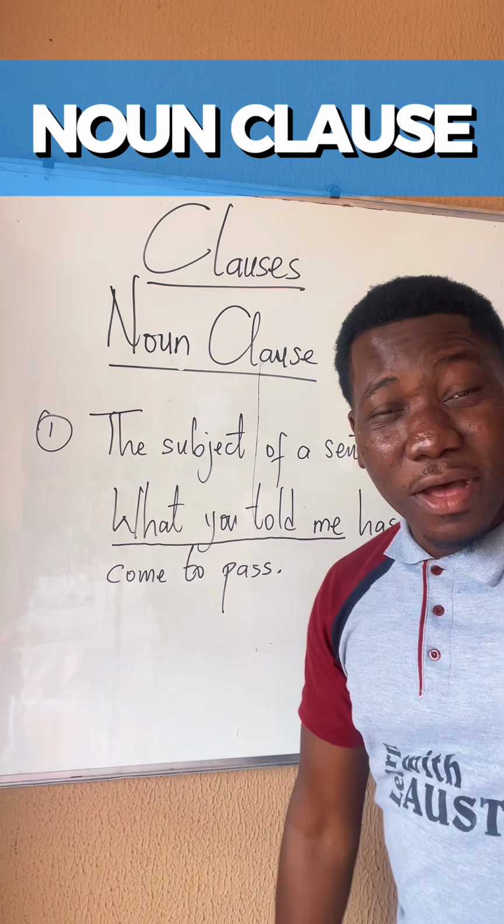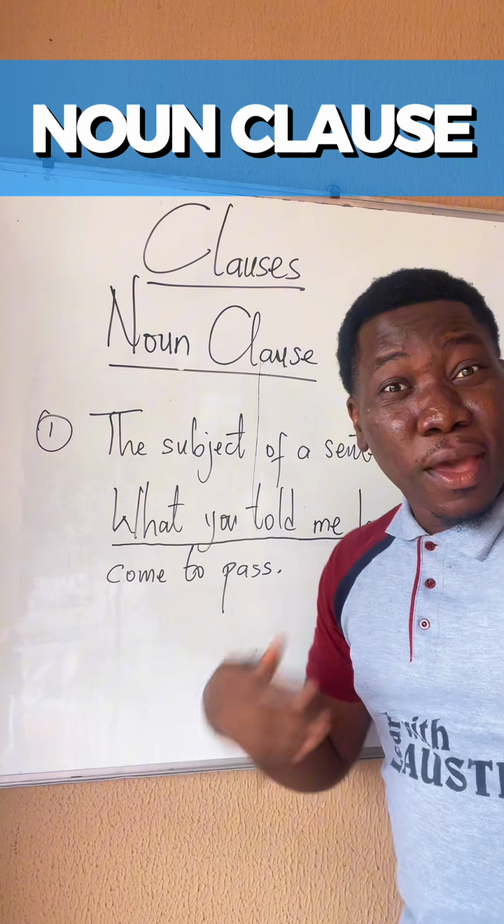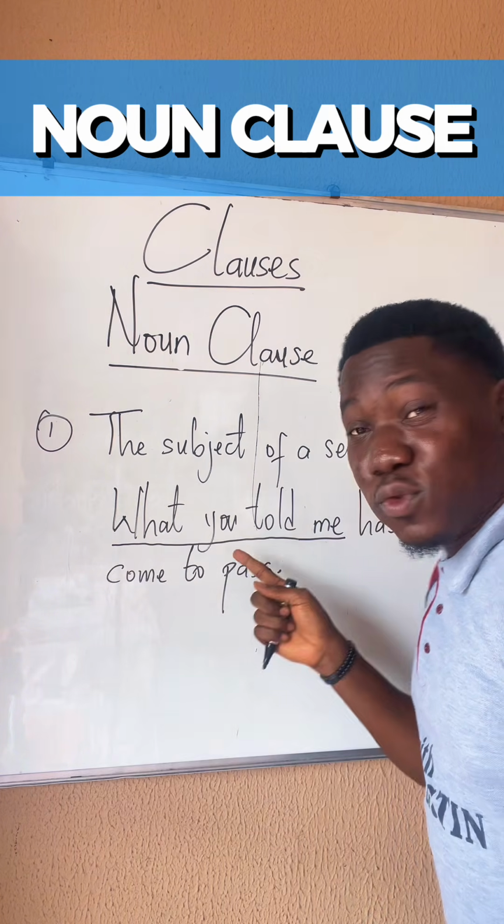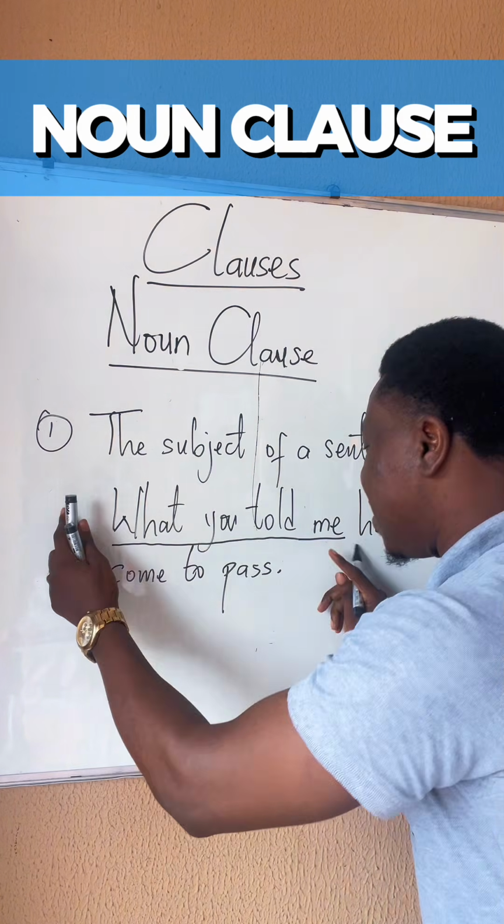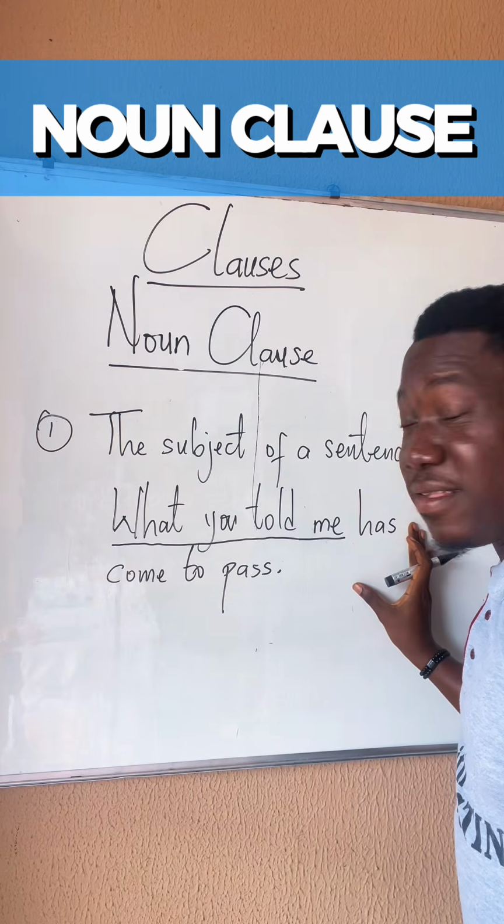What is this sentence about? The sentence is about what you told me. What is it about what you told me? What you told me has come to pass. This is the subject of the sentence.